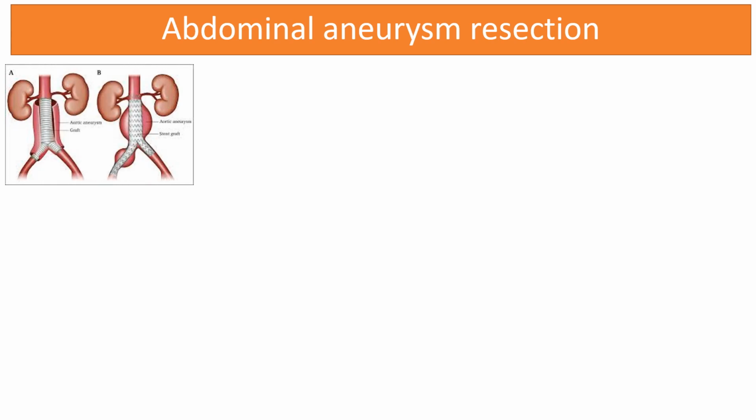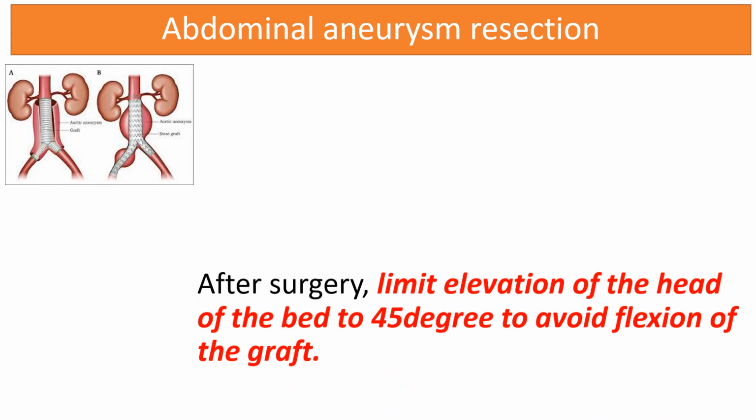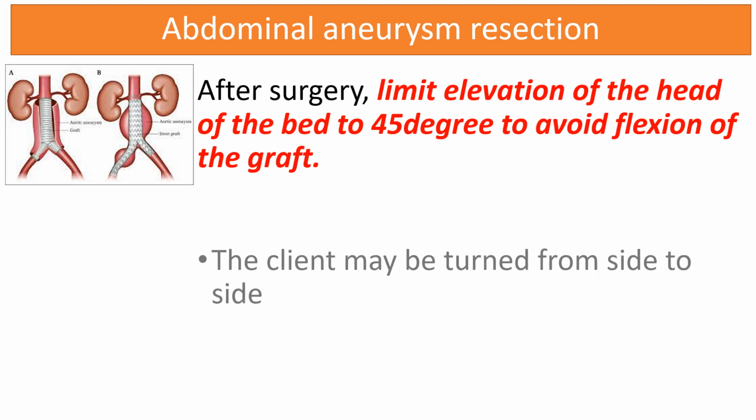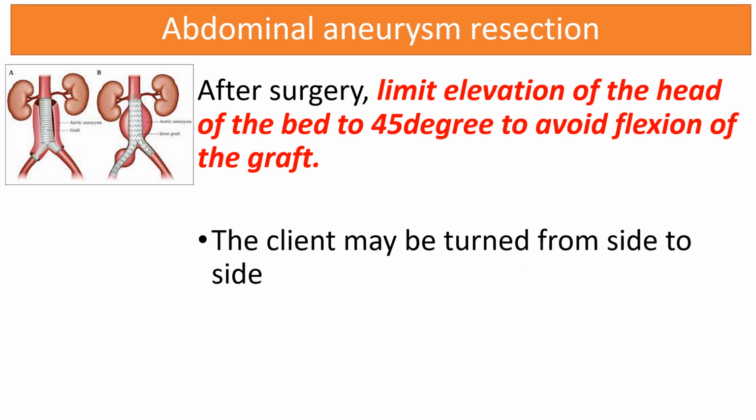Okay, so we're talking about abdominal aneurysm resection in today's series. How will a nurse position the patient after such a procedure? After the surgery, we limit elevation of the head of the bed to 45 degrees to avoid flexion of the graft. It's very important that the graft is not tampered with. The client may be turned from side to side. So first the client will be placed on the bed, with the head of the bed elevated no more than 45 degrees.